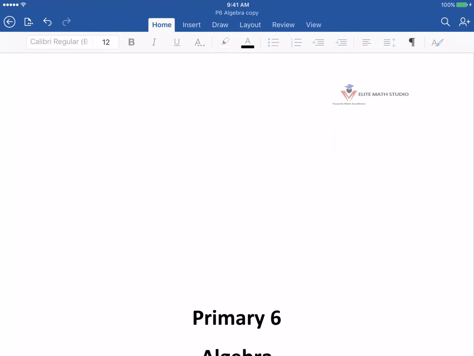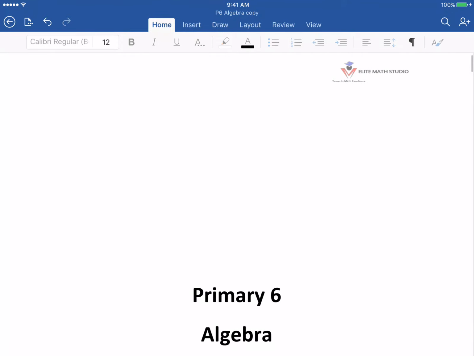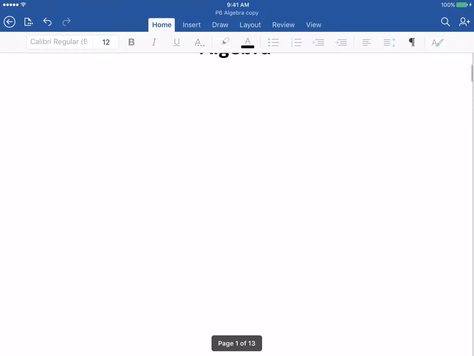Today we will be starting on Primary 6 Algebra. So what is Algebra? What we're going to do is use letters to represent numerals or certain values. Okay, we'll learn more about Algebra today.